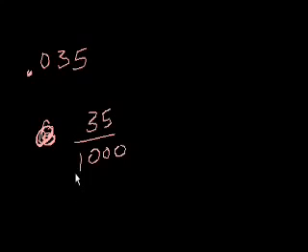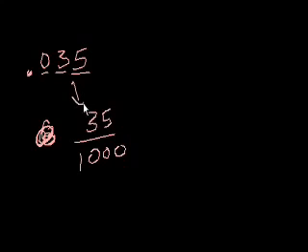And you're probably saying, Sal, how did you know it's 35 over 1,000? Well, because this is the tenths place, this is hundredths, and this is the thousandths place, right? So we went to 3 decimal places. So this is 35 thousandths.